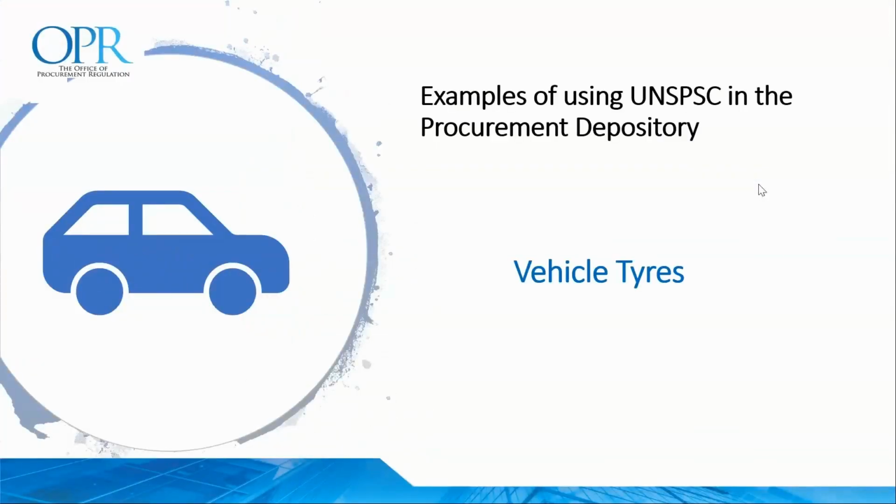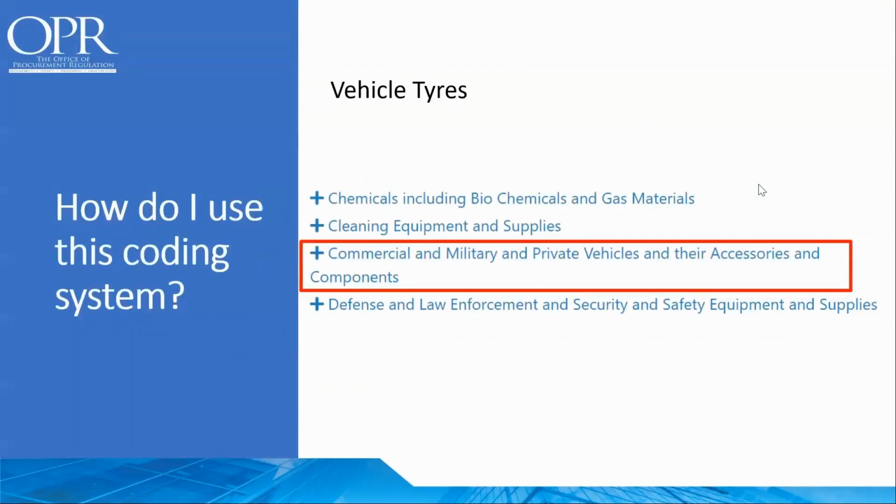We will look at another example, which is vehicle tires. And for vehicle tires, the first level we will search and retrieve that will match vehicle tires will be commercial and military and private vehicles and the accessories and components. Now, it's good to note that the description must be assessed very closely to make sure that you are getting the part that you're looking for. For instance, accessories and components will be very key to finding the product categorization code.